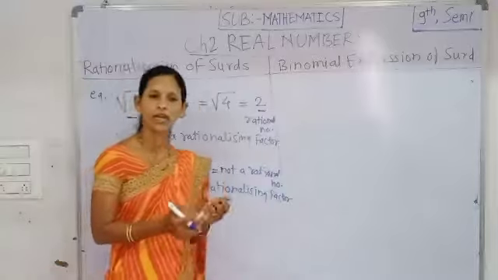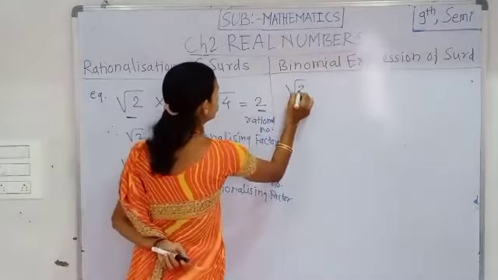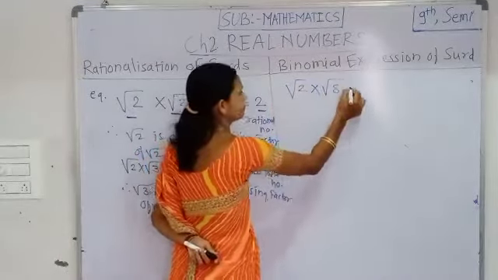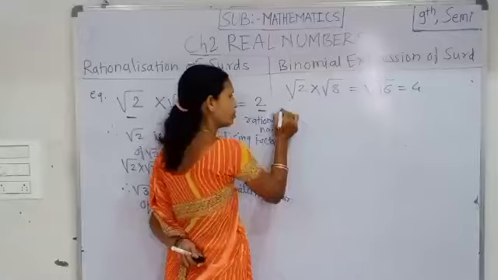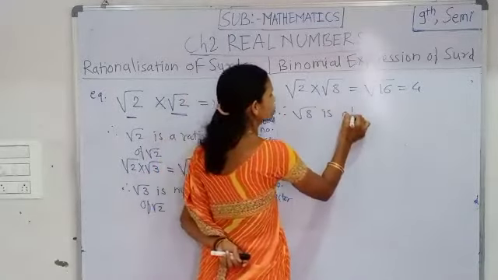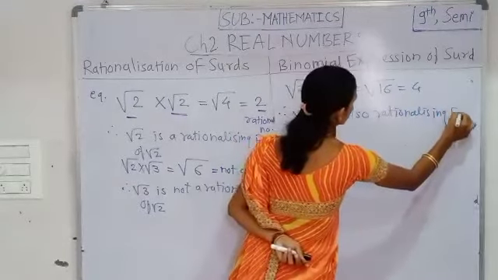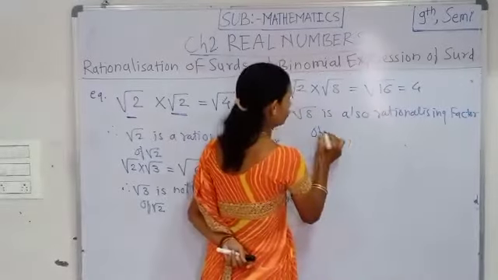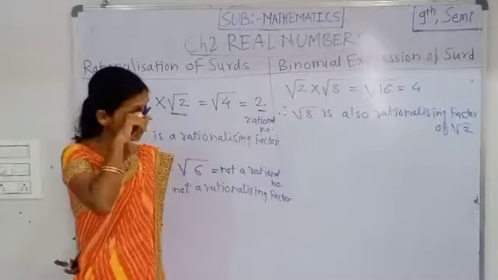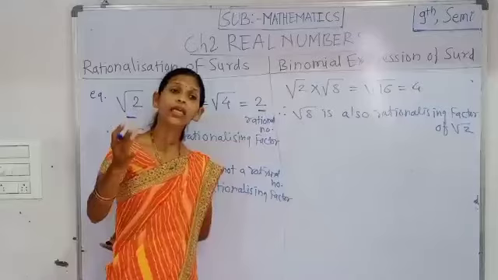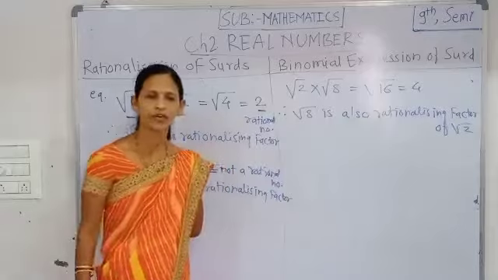A few more examples I am going to discuss. Root 2 into root 8 gives root 16, that means 4, which is a rational number. Therefore root 8 is also a rationalizing factor of root 2. That means every surd has many rationalizing factors; it may have one or more.